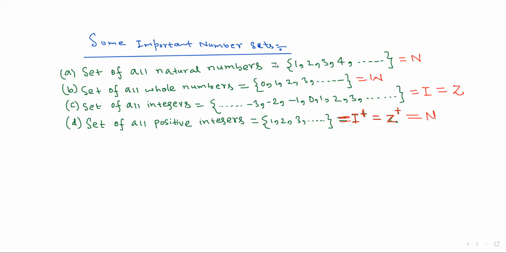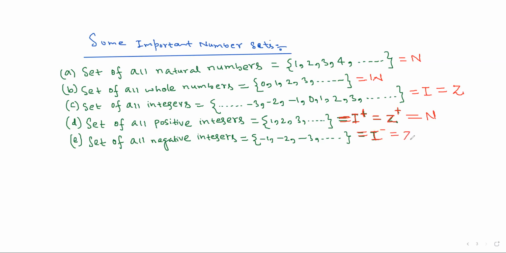So next is the set of all negative integers. So basically, negative numbers. You can say that negative numbers are negative integers. No doubt, your statement is 100% correct. And negative integers are represented by I minus, or Z minus. So this is totally clear to all.